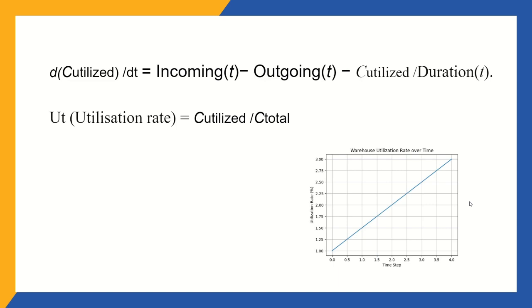Basically, the derivative of C utilized with respect to time is equal to incoming products with respect to time t minus outgoing products with respect to time t minus C utilized upon duration of t. So the utilization rate is nothing but the ratio of the capacity which is utilized upon total capacity, and this is a graph which we have plotted using the data which we had.